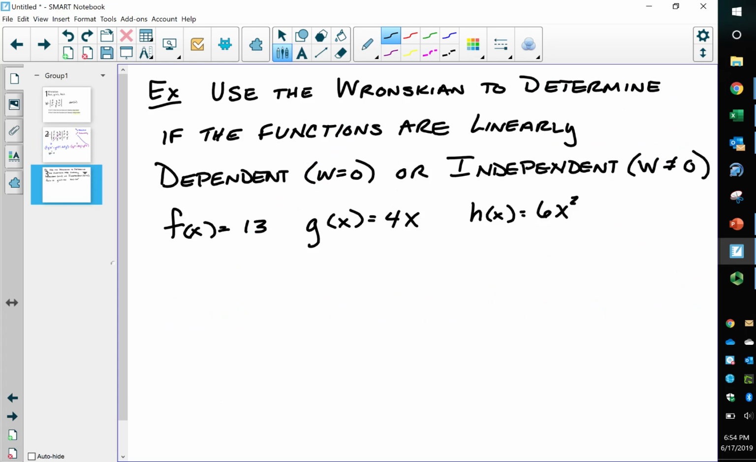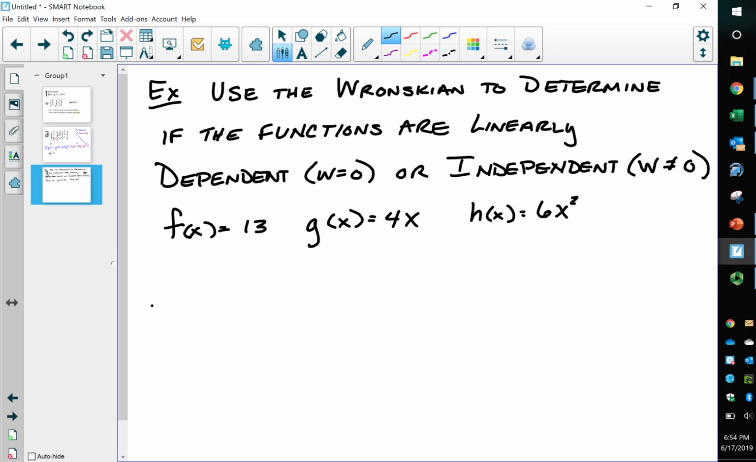So our homework example, we're going to use the Wronskian to determine if these functions are linearly dependent. In other words, does W equal 0, or are they independent, so W is not equal to 0? The three functions we're going to start off with for now are 13, 4x, and 6x squared. This is definitely not the only technique to tell if things are independent or dependent, but we'll use this Wronskian in other areas as well. So we're going to go ahead and go through this technique for now.